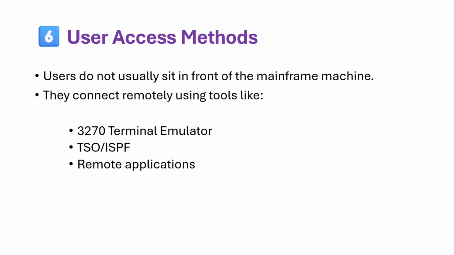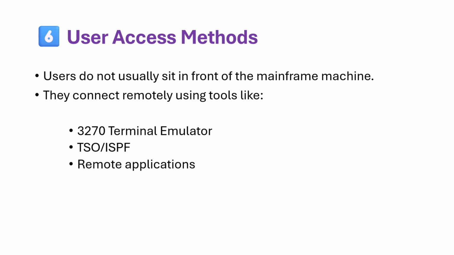8. User access methods. Users usually do not sit directly in front of the physical mainframe machine. Instead, they connect remotely using terminal emulators and applications. Common tools include the 3270 terminal emulator, TSO, and ISPF. Developers and operators use these tools to write programs, manage files, and submit jobs.